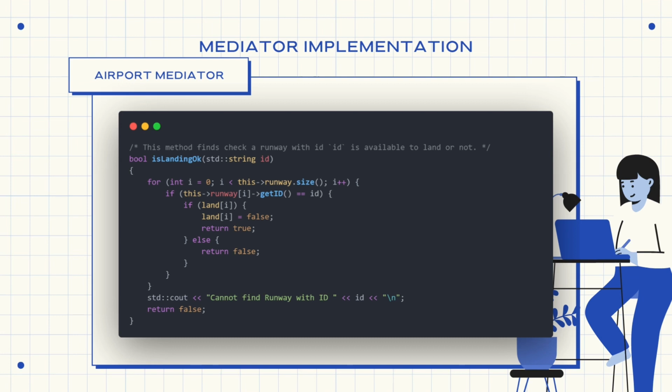And the last function in the mediator is landing OK. This is the main function of the pattern to communicate between a flight and a runway, and is often called by the flight to check the availability of a runway to make a decision to land or not.